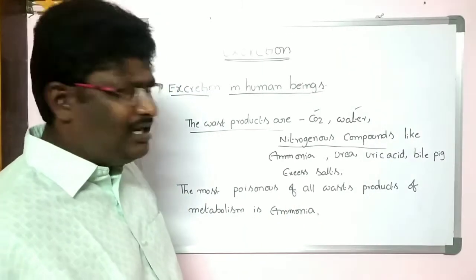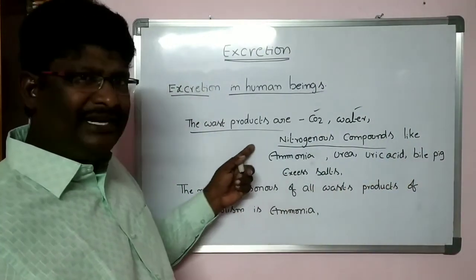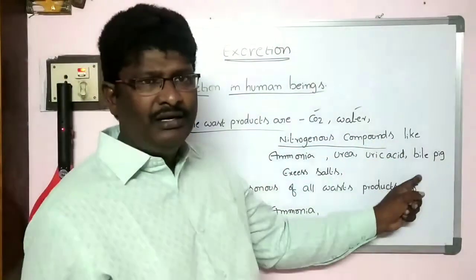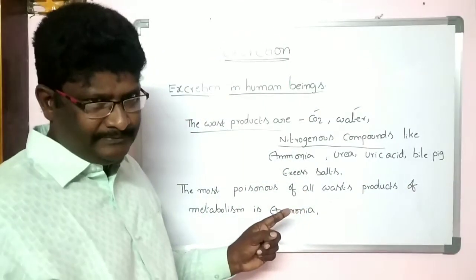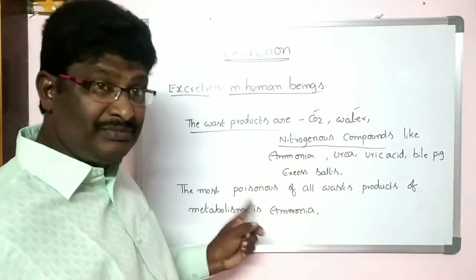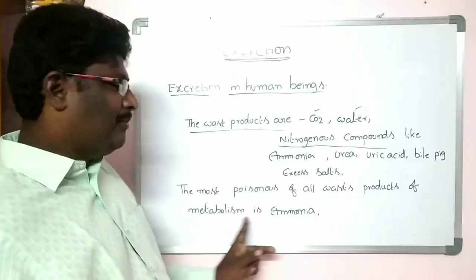Okay. Actually, among all the nitrogenous waste materials, ammonia is the most dangerous, meaning the most poisonous of all the waste products of metabolism.